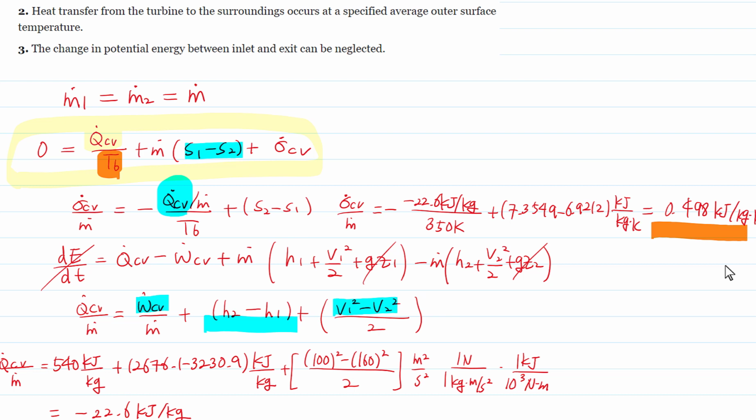So this is the rate of entropy production per unit mass of steam, as steam is flowing through a turbine. It is caused by the heat transfer and mass transfer to the system.